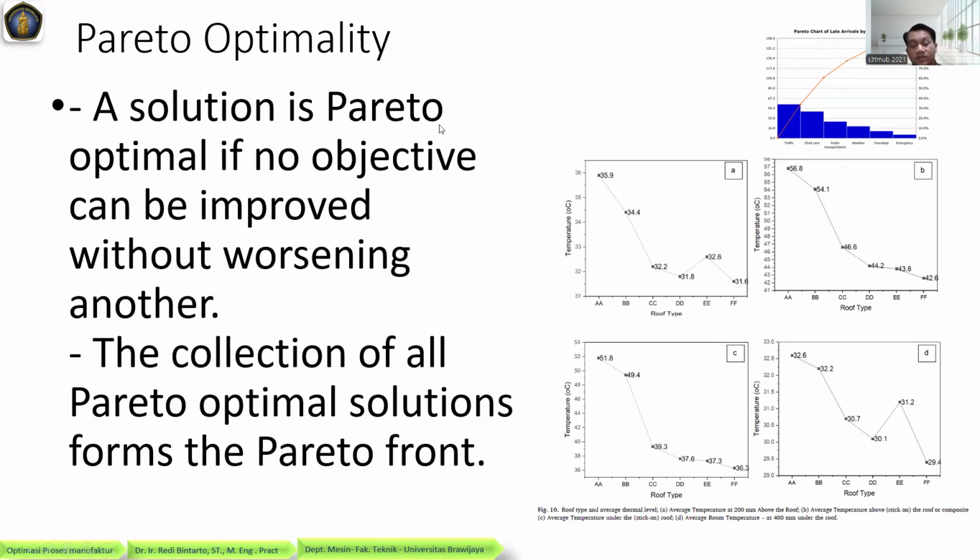So this is Pareto optimality. A solution is Pareto optimal if no objective can be improved without worsening another. The collection of all Pareto optimal solutions forms the Pareto front.